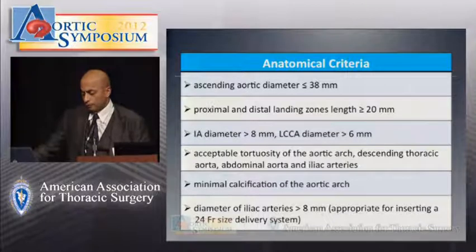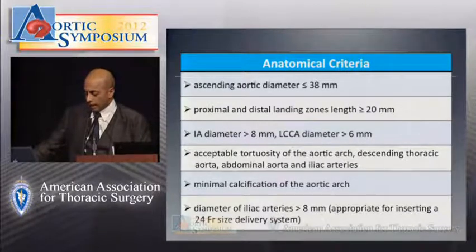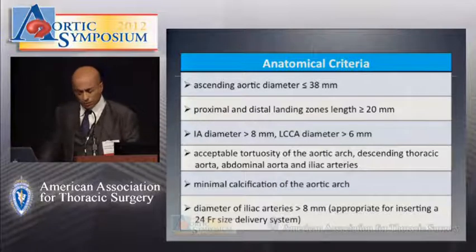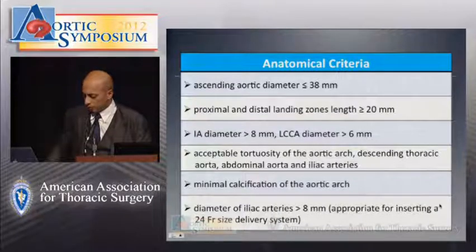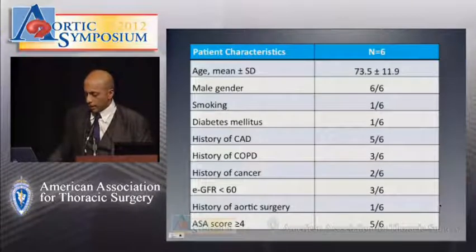Obviously, we like to avoid calcified aortas because of the risk of stroke. Diameter of iliac arteries are important. These are huge French sizes, 24 French, and sometimes, if the external iliacs are too small, I'll just put them directly through a purse string in the common iliac arteries for access.